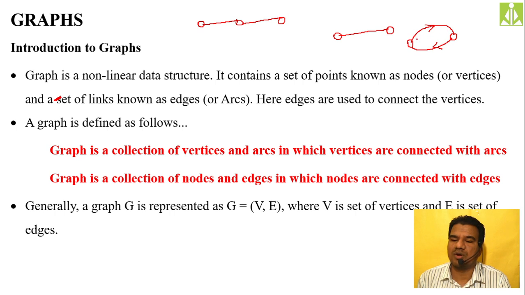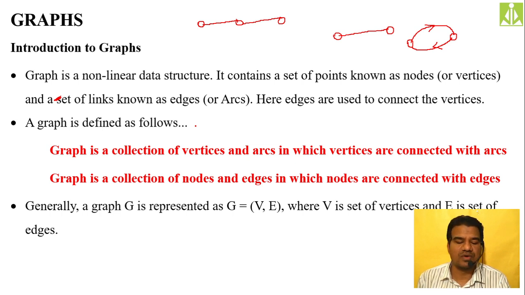Because if you have more paths, definitely you have to go for arcs to represent the link, to represent the edge. So over there, instead of taking straight lines, we are taking arcs. Here edges are used to connect the vertices. So basically, in order to connect the vertices, we are using the edges. So a graph can be defined as a collection of vertices and edges. It is a collection of vertices and the connected edges, we can say, connected arcs.